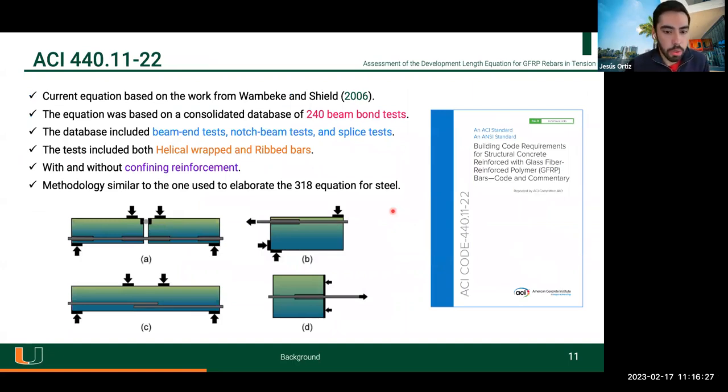How do the current design codes and guidelines address this problem? Specifically for GFRP, the ACI 440 code works with an equation that was developed in 2006, and it was based on 240 beam bond tests. There are different test setups to evaluate that bond, different beam tests that we can use to evaluate that bond distribution. And the methodology to develop that equation was similar to that established in ACI 318 for steel.